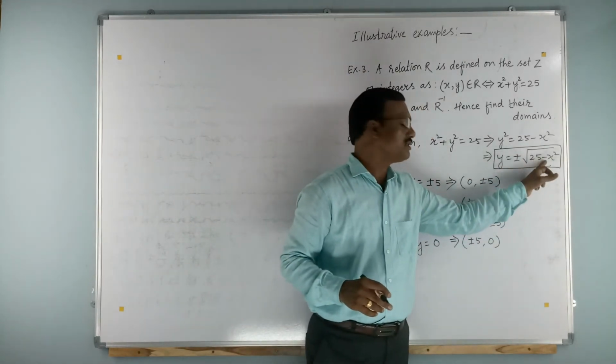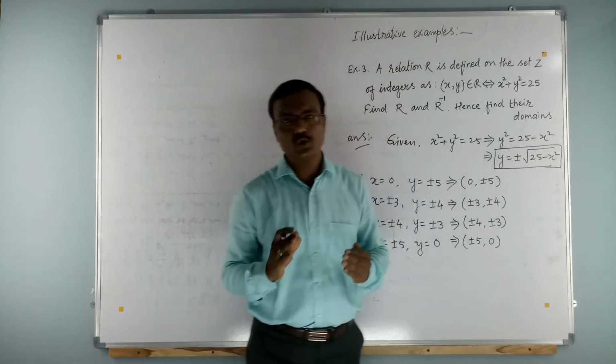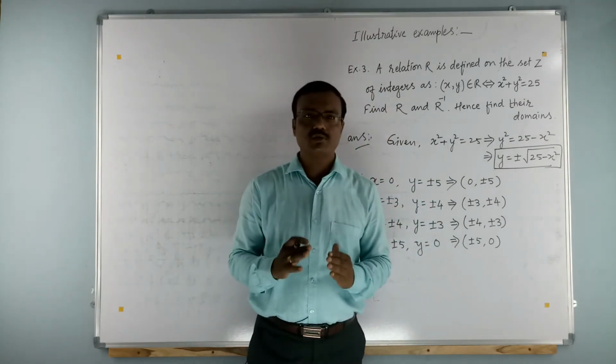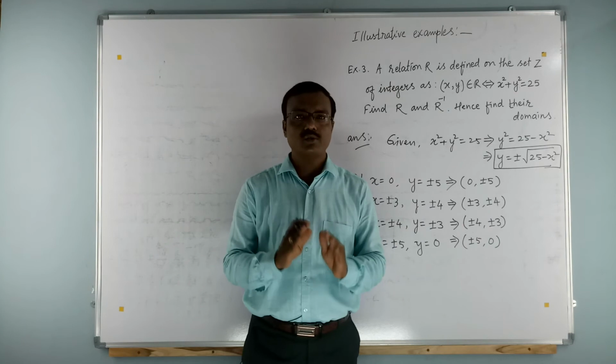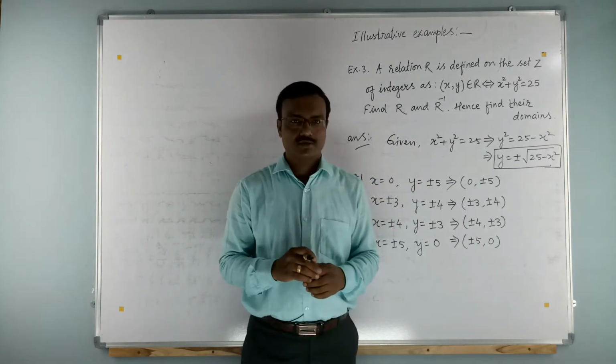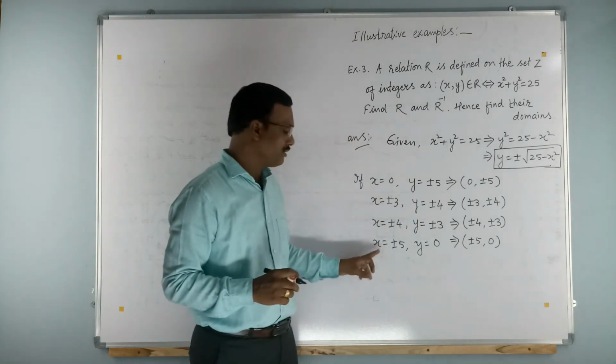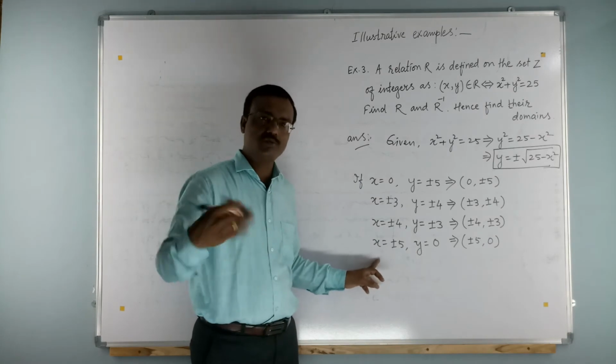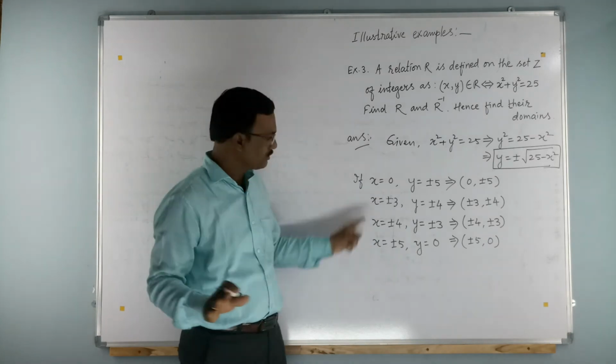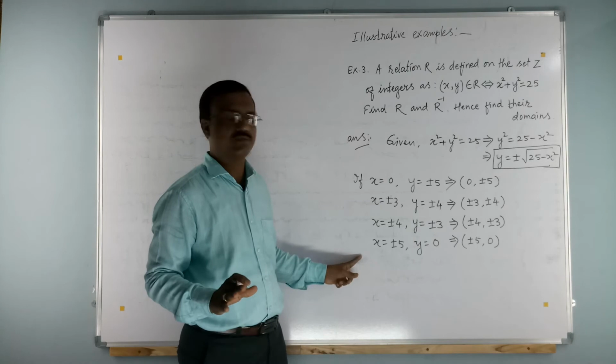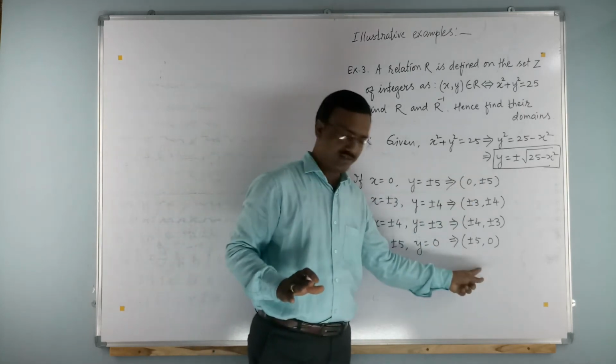So here we will be getting a negative number under the square root. A negative number under a square root is not going to give any integer. So taking values of x equal to 6 onwards is not possible. So these are the only values possible for x, and these are the only pairs.